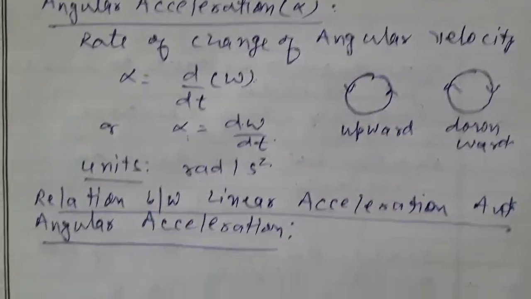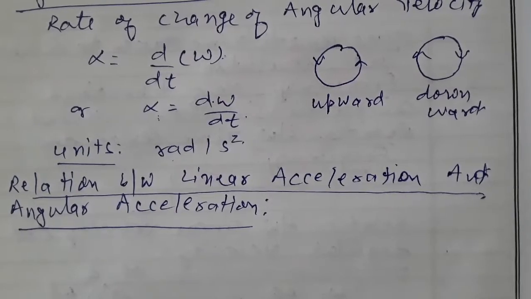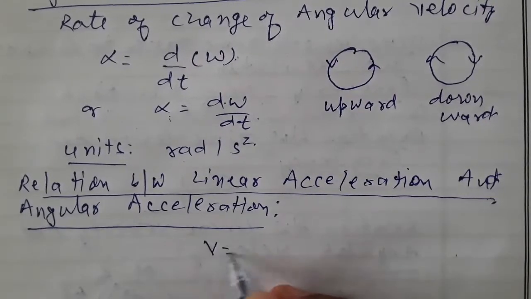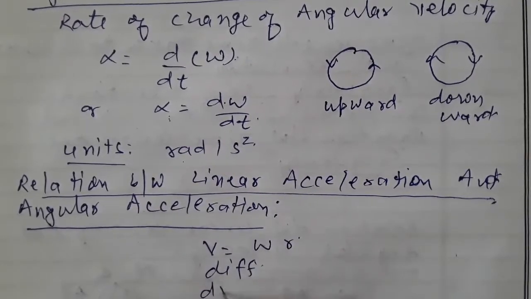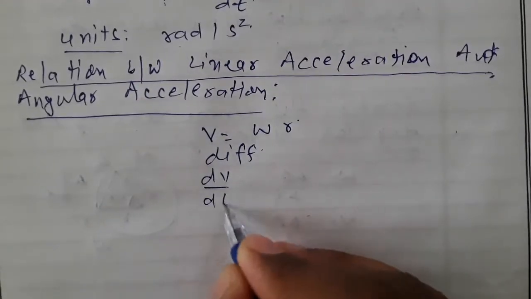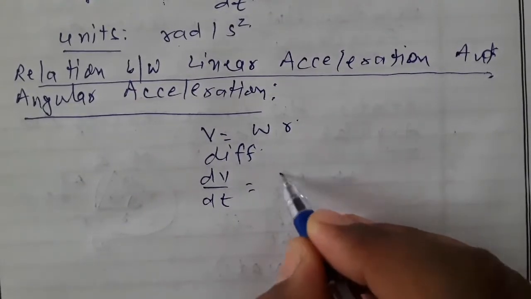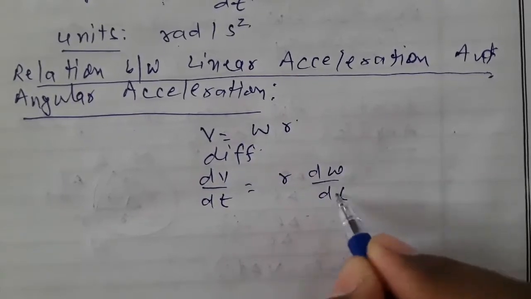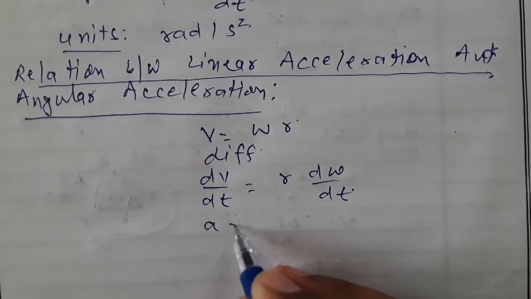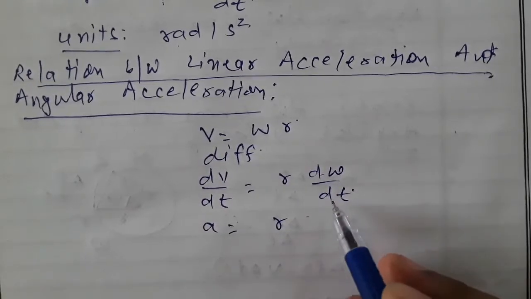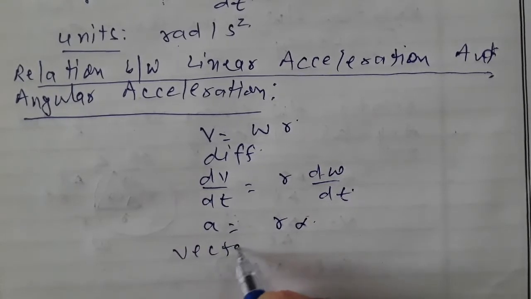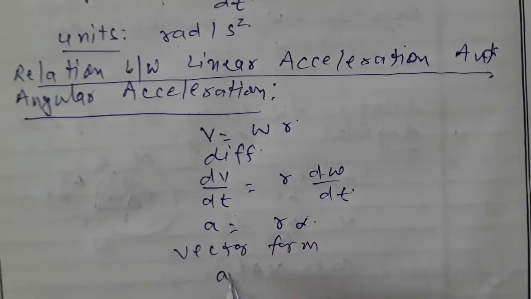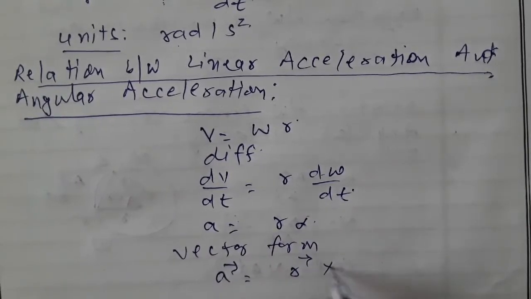Now the relation between linear acceleration and angular acceleration. We can write v is equal to omega into r. Differentiating, dv upon dt is equal to r into d omega upon dt. Here dv upon dt, velocity upon time, is acceleration, and d omega upon dt, angular velocity upon time, is angular acceleration. So a is equal to r into alpha. In vector form, we can write vector a is equal to r cross alpha.